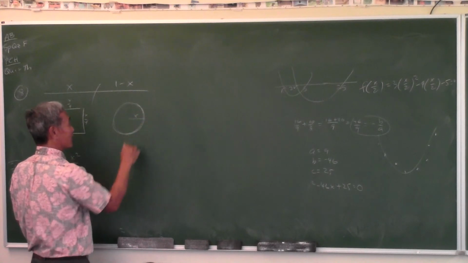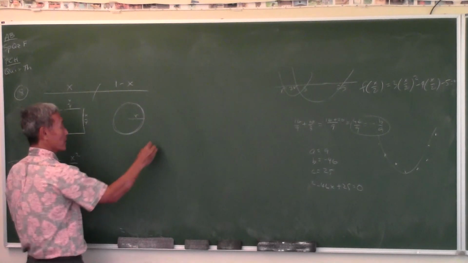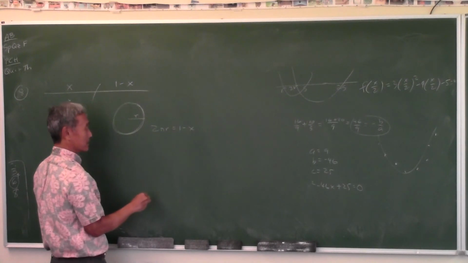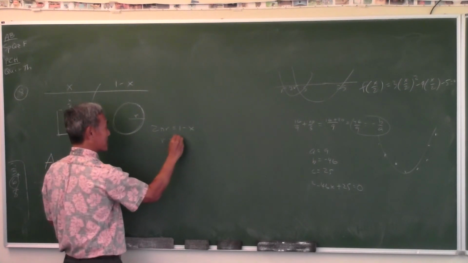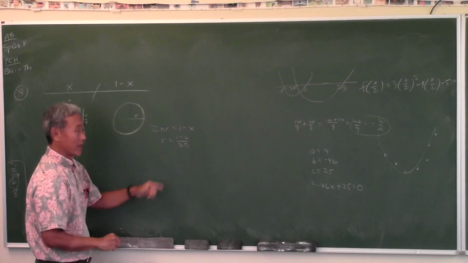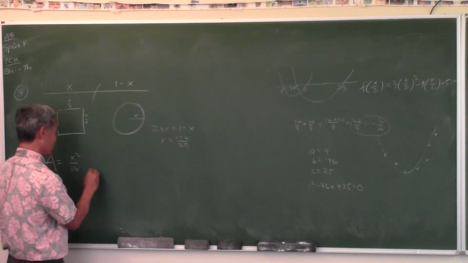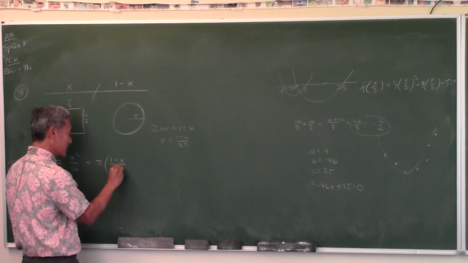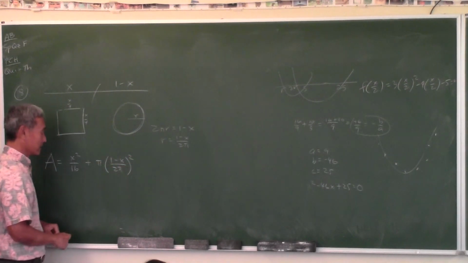Well, let's call this r the radius of the thing. So wouldn't 2 pi r equal 1 minus x? Therefore, the radius got to be 1 minus x over 2 pi, correct? So here's the radius. How do you find the area of the circle? Pi times the radius squared.